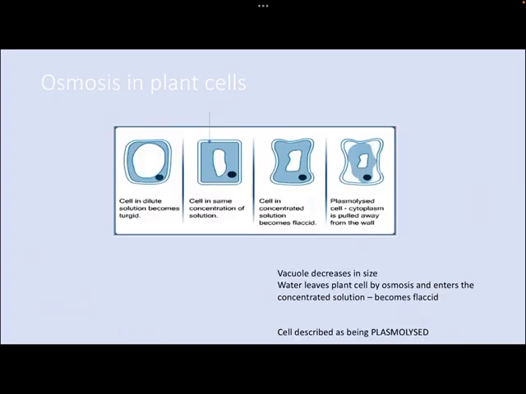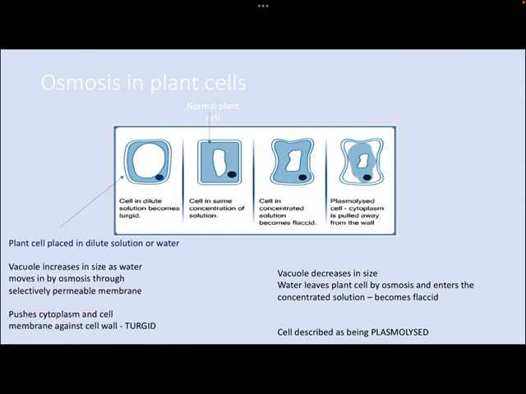Osmosis in plant cells. So our typical plant cell, a normal cell, is shown in the second one over. So you may be seeing it being placed in a dilute solution or being placed in a concentrated solution. So if we look at the diagram on the left, when it's placed in a dilute solution, we can see that the vacuole has increased in size because water has moved in through the selectively permeable membrane by osmosis, and the cytoplasm has pushed the membrane against the cell wall, and it has made the plant cell turgid.